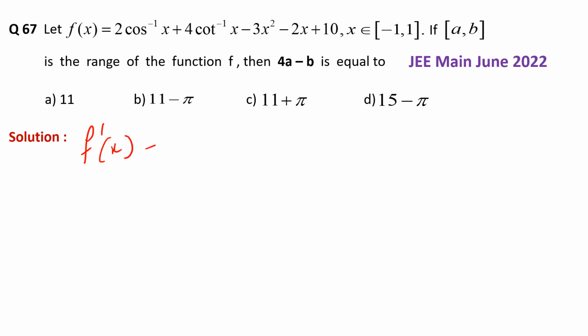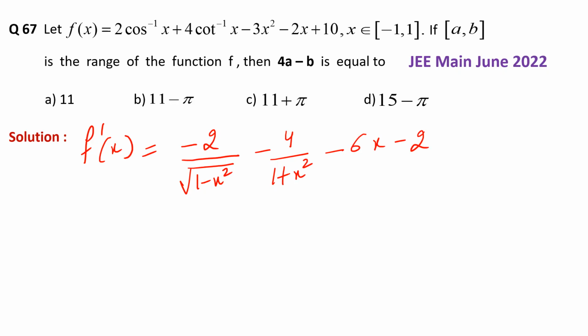So we get f dash x equal to minus 2 upon square root of 1 minus x square minus 4 upon 1 plus x square minus 6x minus 2. Now students, we have been given the interval for x as closed interval minus 1 to 1. So I am dividing this interval into two subintervals. The first subinterval is when x is greater than or equal to 0 and less than or equal to 1.